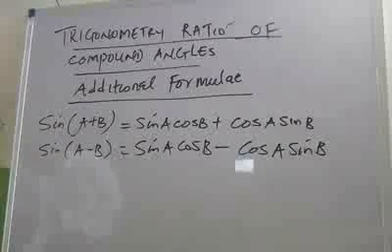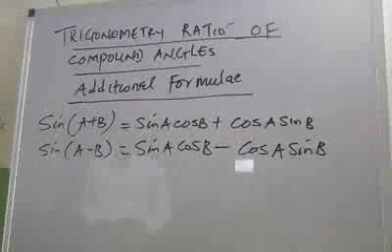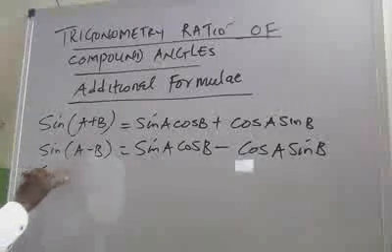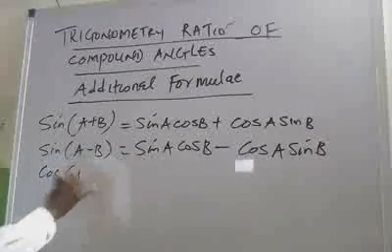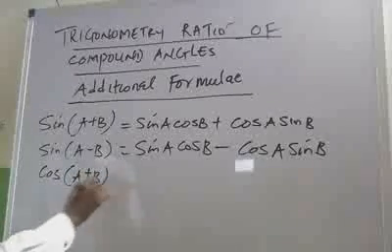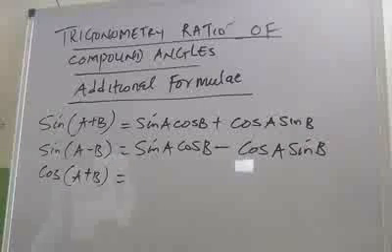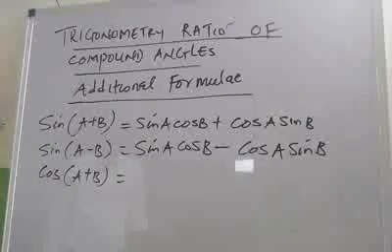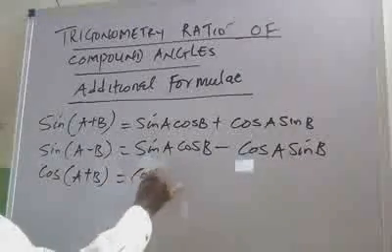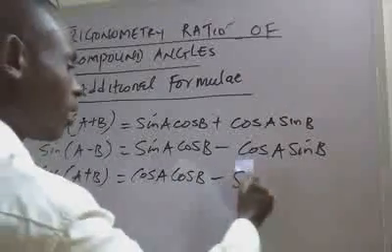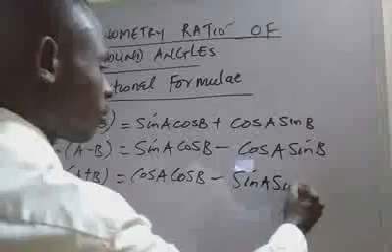Then we have cos A plus B. Cos A plus B will give us cos A cos B minus sine A sine B.